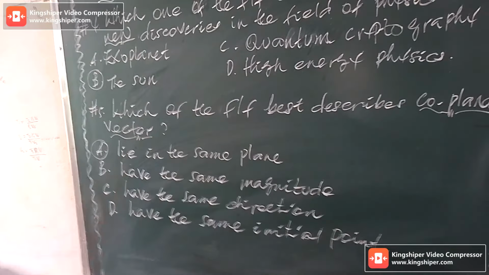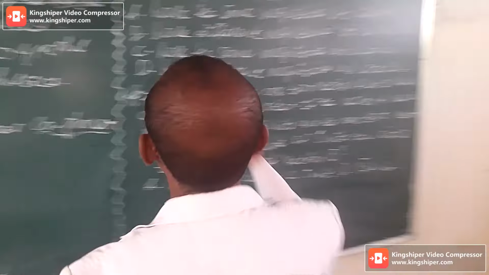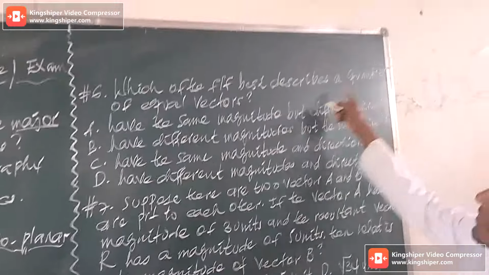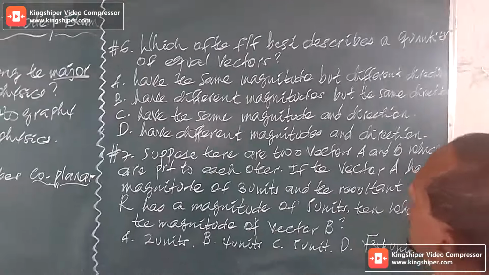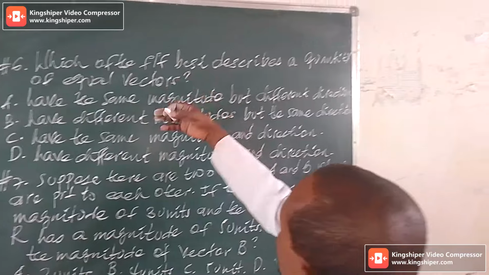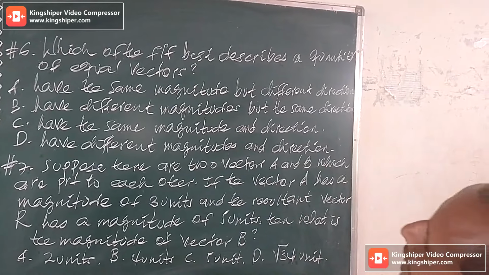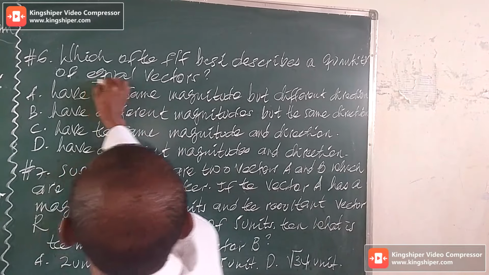coplanar vectors. When we come to the next question, question number 6, which of the following best describes the equality of vectors? Here we ask for the description of what it means to say two vectors are equal.